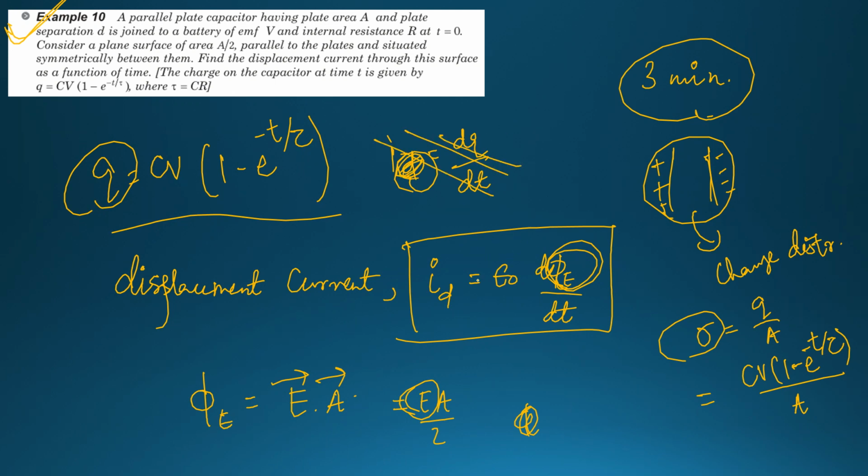Okay, so first write the formula of ID, epsilon naught d phi by dt. From there you try to understand what we need. We need phi, but we don't have it. So phi is electric field into area vector. We have area vector A by 2. Now electric field, how can we find? This is a parallel plate capacitor, and this is a charge distribution. From there we can get sigma is equal to q by A, and from sigma we can calculate electric field, that is sigma by epsilon naught. So this way we can solve this question.